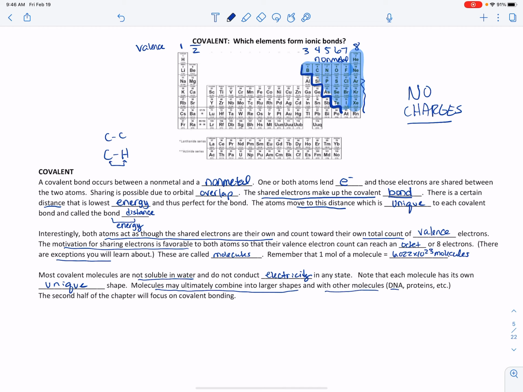Think of DNA. If you zoom in on one little tiny part of DNA, that's what we're talking about, the little teeny tiny parts of it. But they will combine with others, and will have either distance attractions or long distance bonds. There are different reasons that it happens, DNA, proteins, things like that. So the second half of the chapter is going to be focusing on covalent bonding.